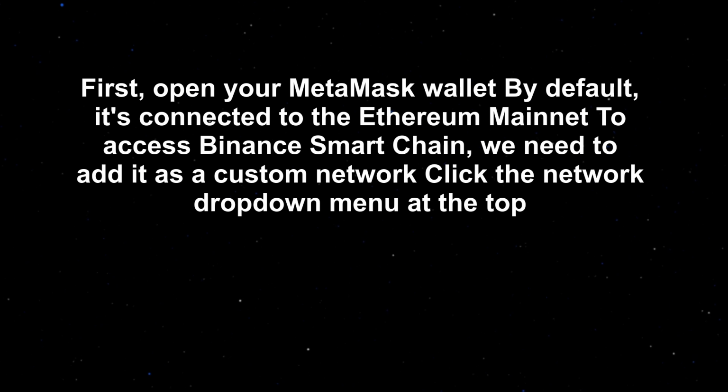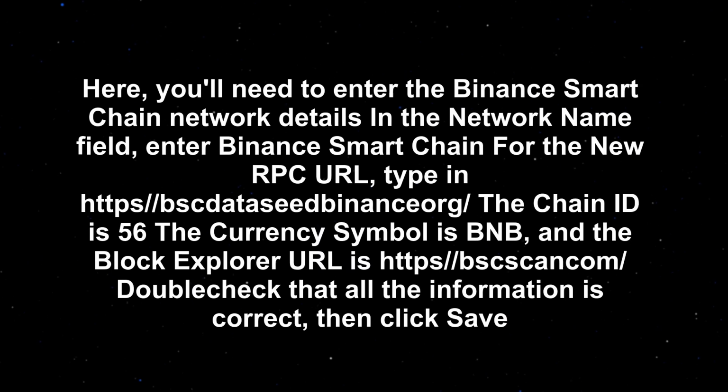Click the network drop-down menu at the top. Scroll down and select Add Network. This will open a new tab in your browser, or expand the view depending on your MetaMask setup. Here, you'll need to enter the Binance Smart Chain network details in the network name field.